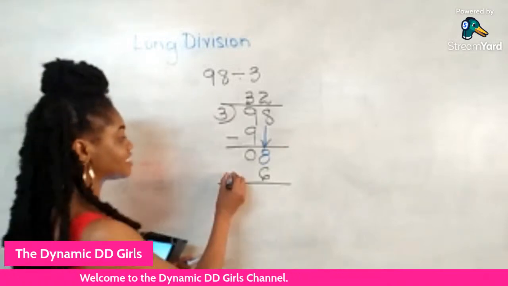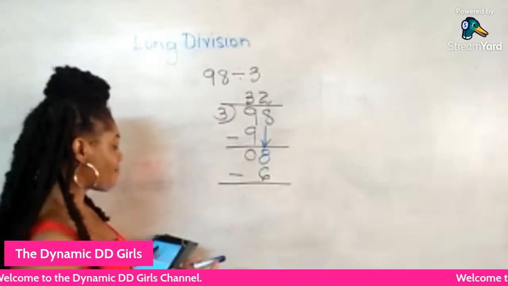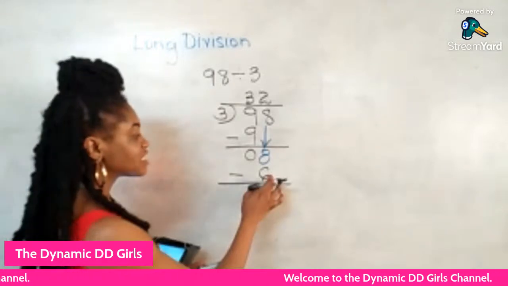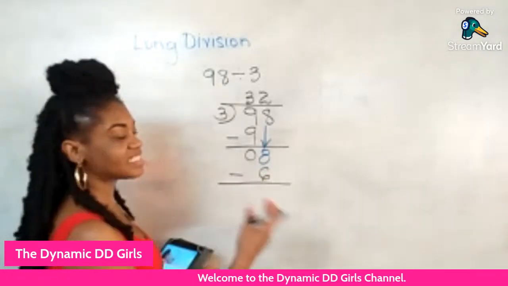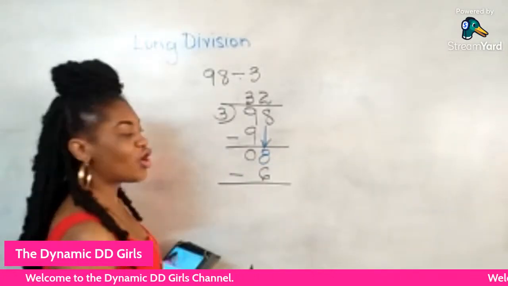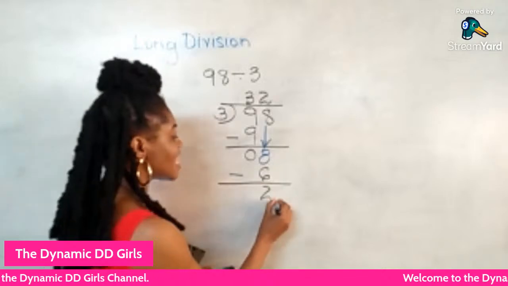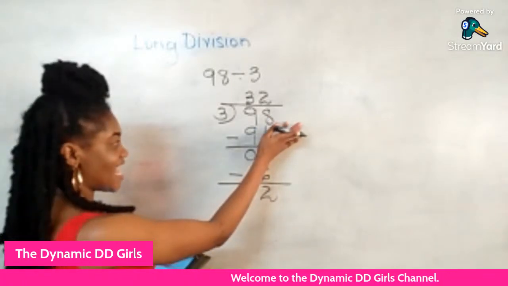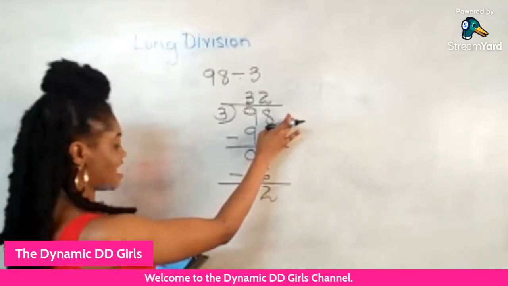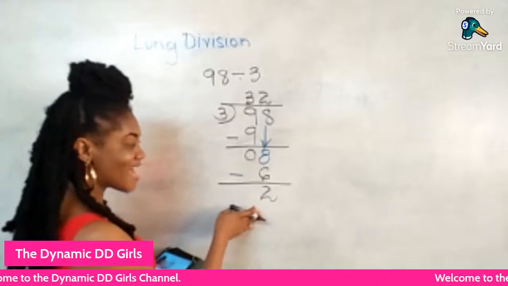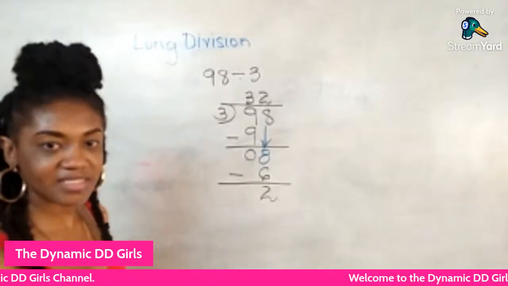I'm going to take away. You see, I write my takeaway sign, but see what I am doing. So 6 things take away from 8 things. So we only have 2 things left. We don't have a next digit in line, and because we don't have a next digit in line, what we have to do is just realize that, yeah, this problem is complete.